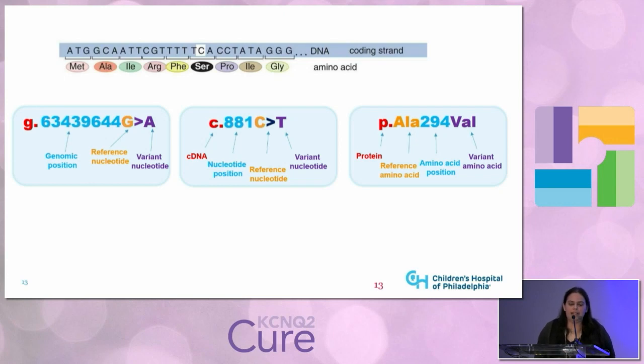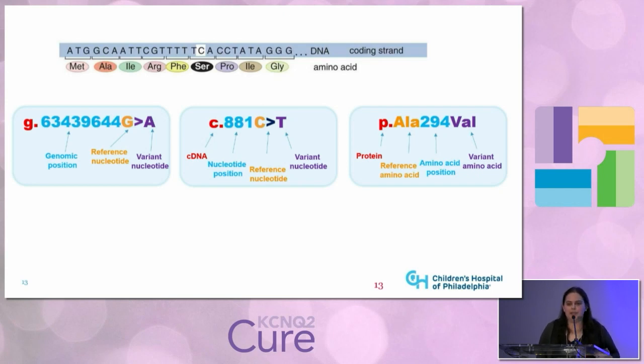The C dot is actually referring to the cDNA, so you can think of C dot as referring to the code of the DNA. And again, this is saying where in the code is this genetic change occurring? It's occurring at the 881st nucleotide position. There's typically a C, there's a T substituted.